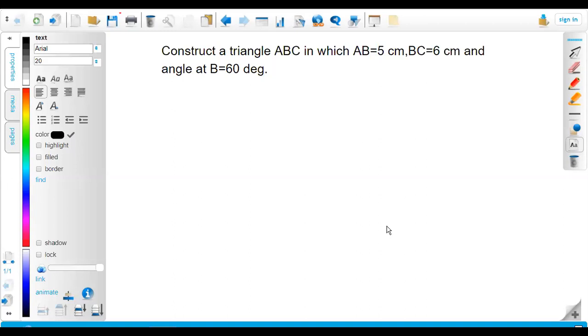Today in this video, I am going to discuss the construction of a triangle when two sides and the angle between these two sides are given. Here I have taken one example. Please watch this video till the end so that you will be very clear about how to construct a triangle when two sides and the angle between them are given.